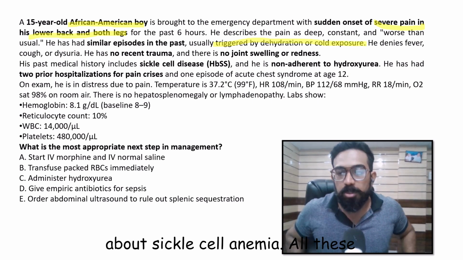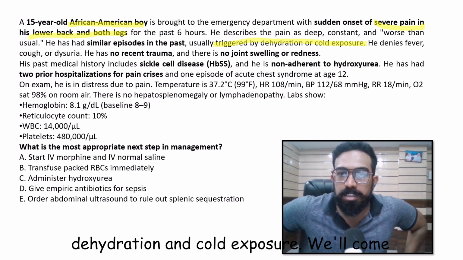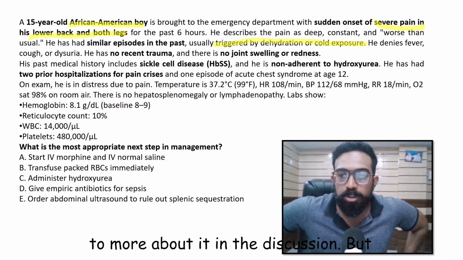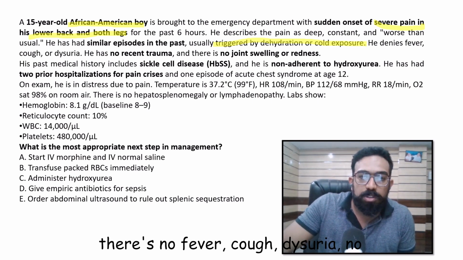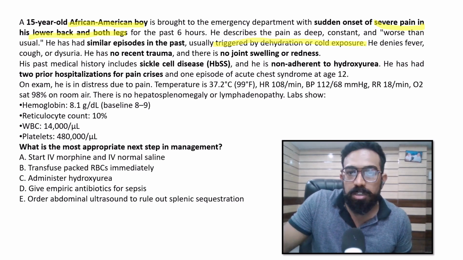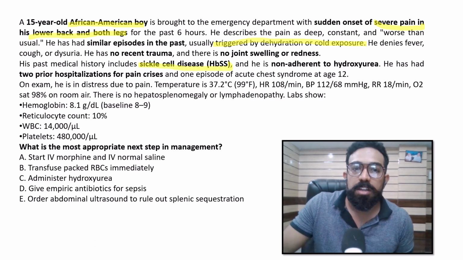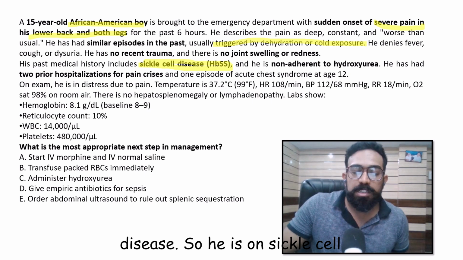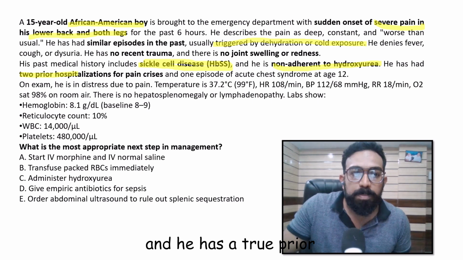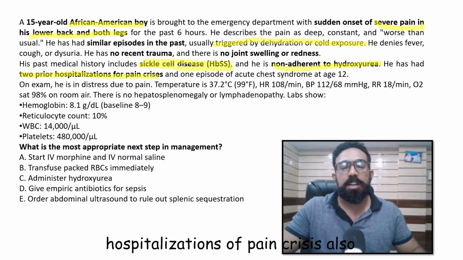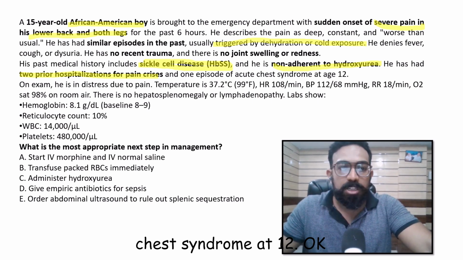So this is one thing about sickle cell anemia. All these episodes are generally triggered by dehydration and cold exposure. We'll come to more about it in the discussion. But there's no fever, cough, dysuria, no recent trauma, no joint swelling or redness. He has a history of sickle cell disease, is non-adherent to hydroxyurea, has two prior hospitalizations for pain crisis, and has had one episode of acute chest syndrome at 12.